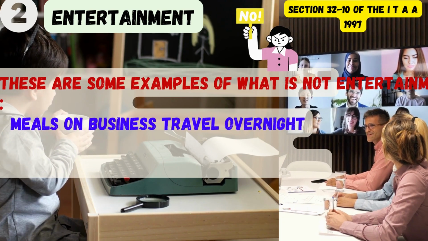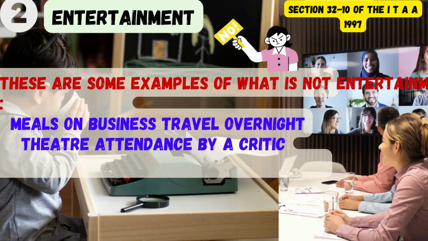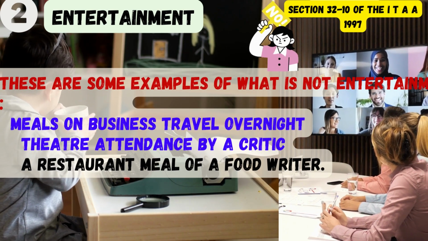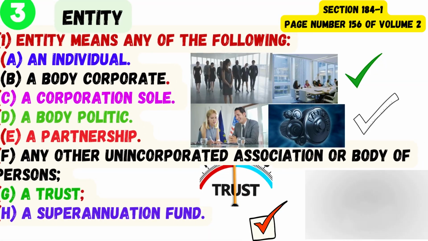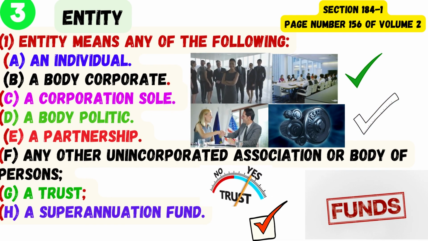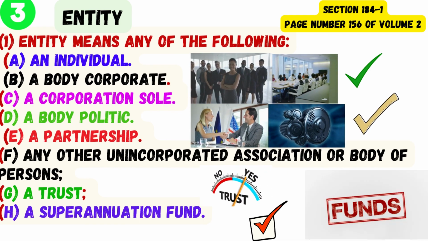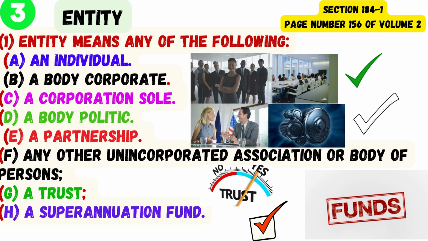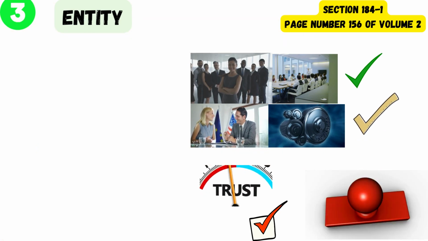These are some examples of what is not entertainment. Meals on business travel overnight. Theater attendance by a critic. A restaurant meal of a food writer. Word number 3. Entity has the meaning given by Section 184-1. You can find this on page number 156 of Volume 2.